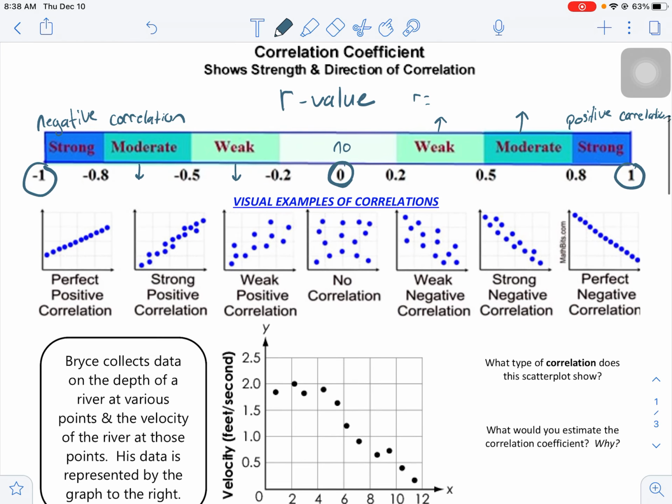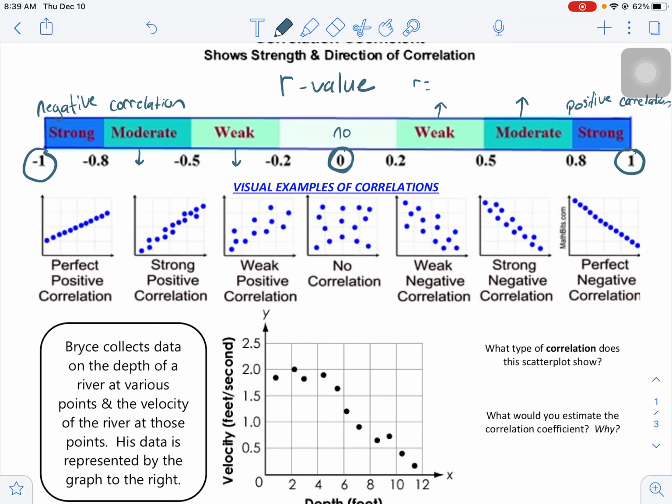So the visual examples of correlation. A perfect positive correlation would look like this, because you could draw a line perfectly. This is our +1. Strong positive correlation is anything between 0.5 and 1. Weak positive is anything between 0.2 and 0.5. Or I guess up here it says that our strong correlation is 0.8 to 1. No correlation is between -0.2 and 0.2.